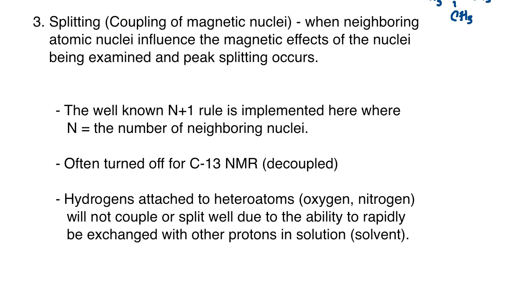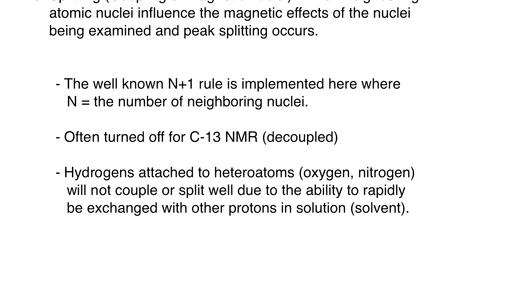All right, now, the last thing, and we were talking about this briefly in terms of the theory above, is splitting. Okay, so this is known as coupling of nuclei, and when neighboring atomic nuclei influence the magnetic effects of the nuclei being examined, a peak splitting will occur. So a couple of notes about this. There's the well-known n+1 rule that's implemented here, where n is the number of neighboring nuclei. Again, we mentioned that earlier.